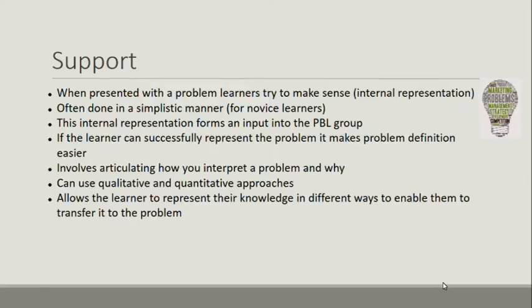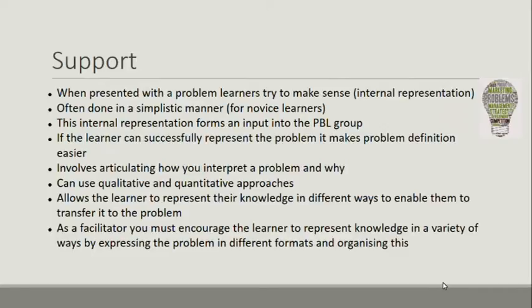By allowing the learner to represent their knowledge in different ways, it enables them to transfer the problem more effectively. As a facilitator, you must encourage the learners to represent their knowledge in multiple ways using a variety of tools. This encourages the learner to apply domain knowledge to the problem. The tools can vary. They encourage the learner to express the problem in different forms and organise it differently. This facilitates information acquisition and the combination of different concepts.